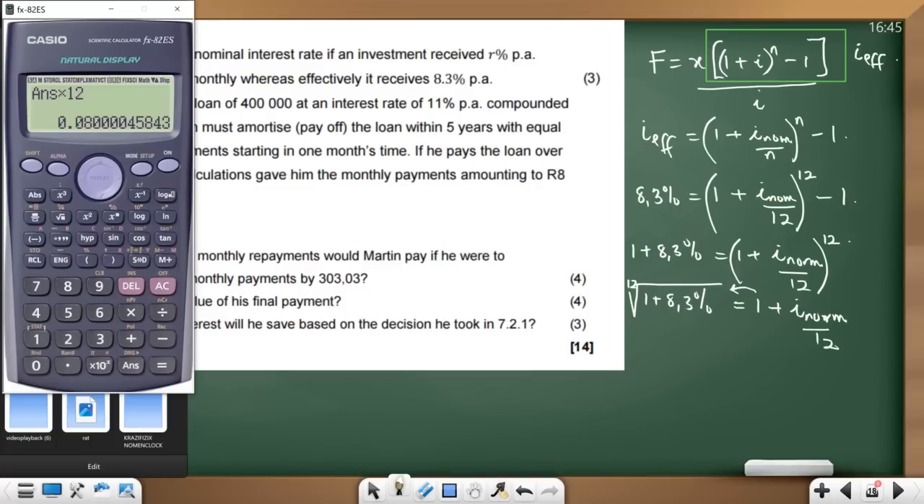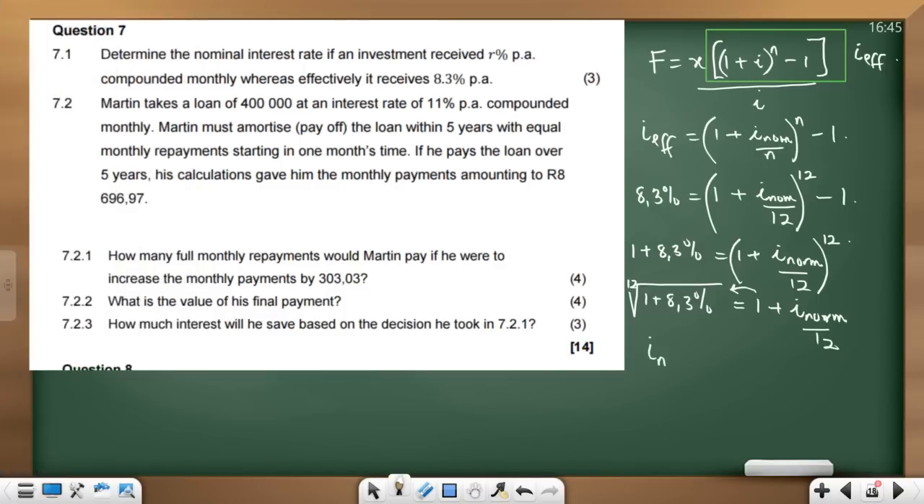Good. Check this. The examiners want you to write at least 6 figures. And that is 0,08 and so on, it continues. Multiplied by 100, and that gives me 8 percent. That is my nominal interest. Beautiful.